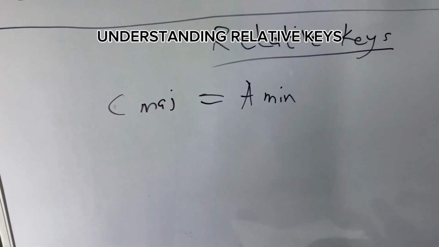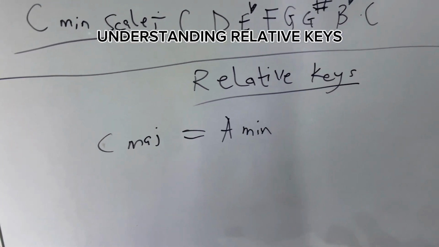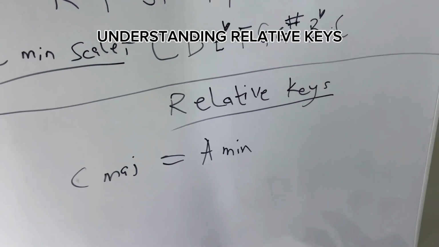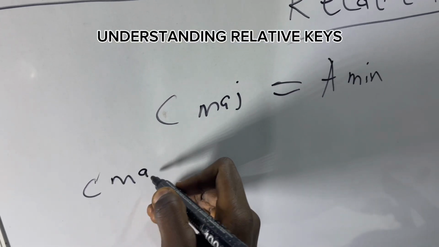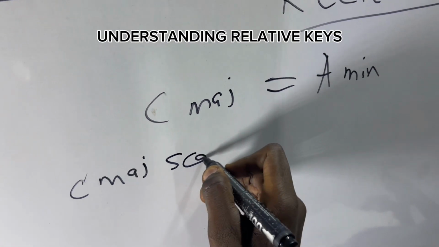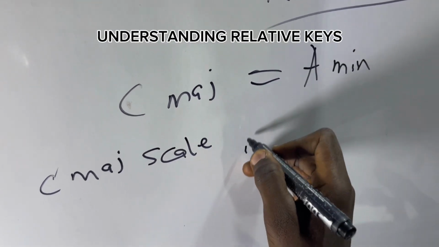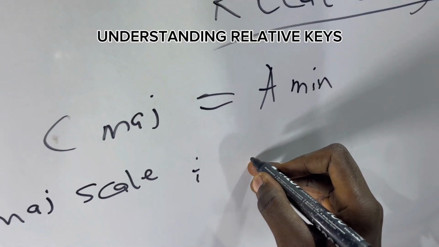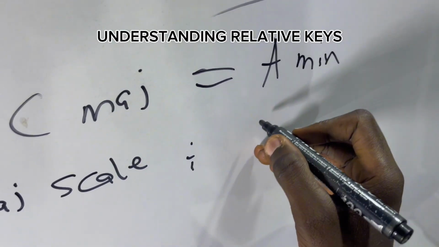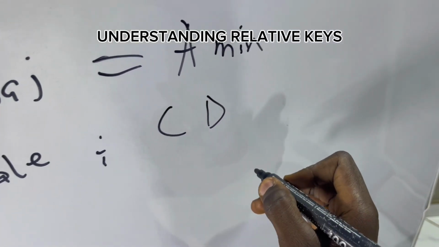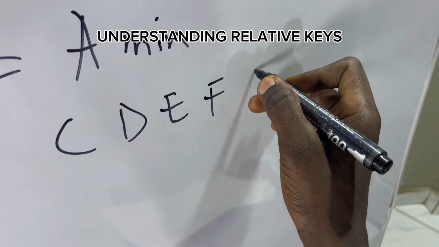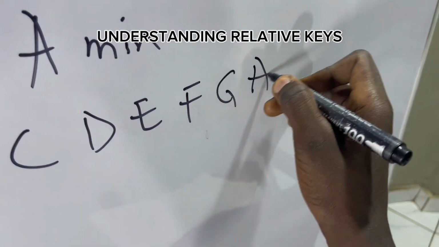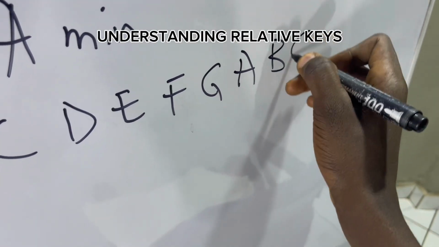This is what I mean. Let's try the C major. You know the C major already. You've done the C major scale. So the C major scale, we have what? We have C, D, E, F, G, A, B, and back to C.